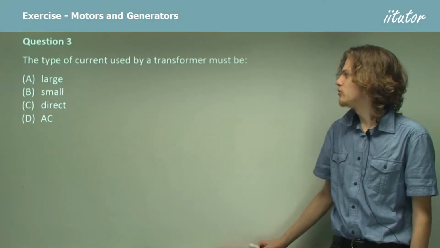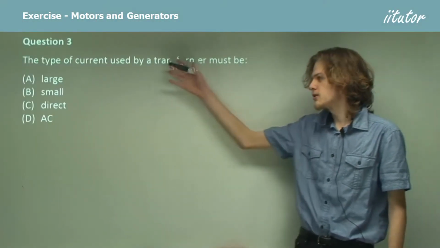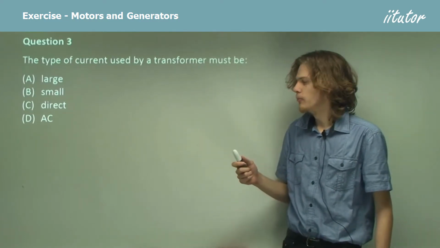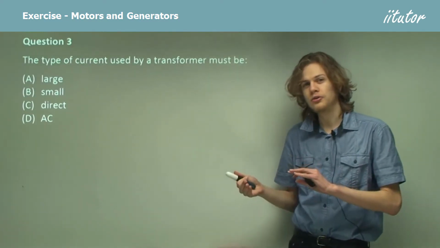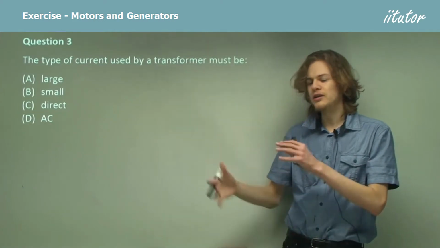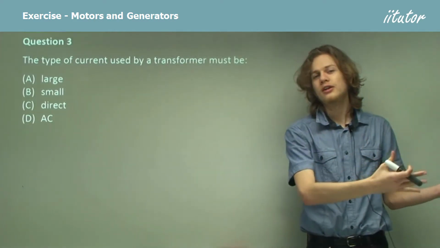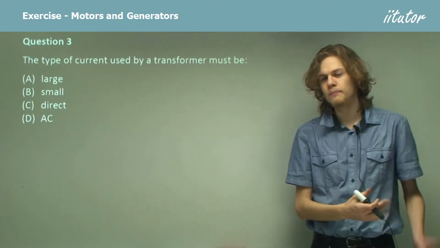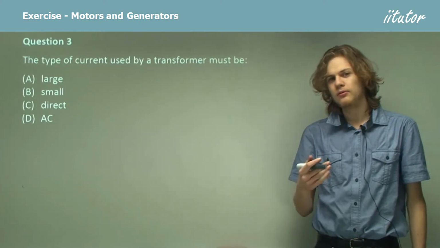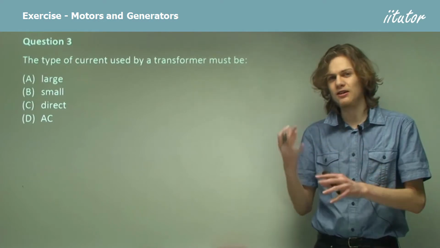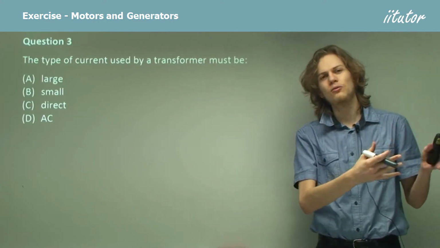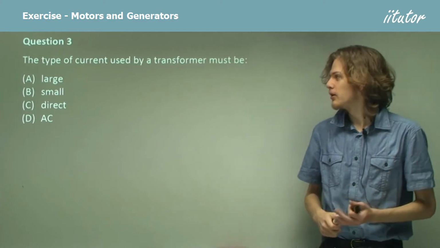The type of current used by a transformer must be large, small, direct, or AC. So, if we think about how a transformer works, it works by turning an alternating electric field into a different alternating electric field, or one voltage into another voltage. And for that to happen, the field needs to be changing, otherwise there's no way for it to transmit the signal over a magnetic field.